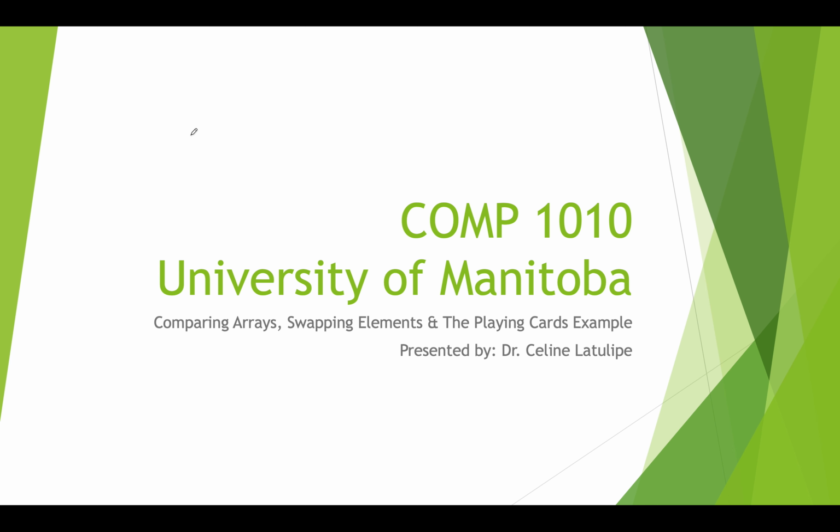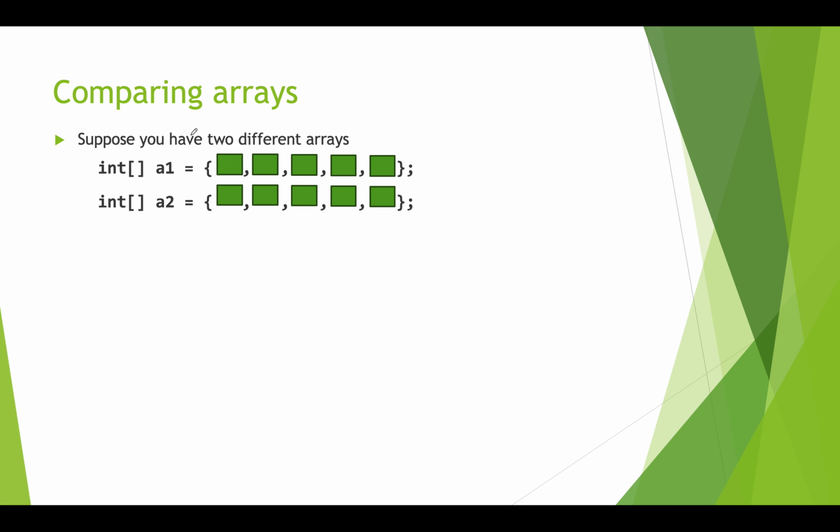How do you compare arrays? How do you swap elements inside of an array? And I'm going to be going through a big example of using arrays for a deck of playing cards. So let's start with comparing arrays.